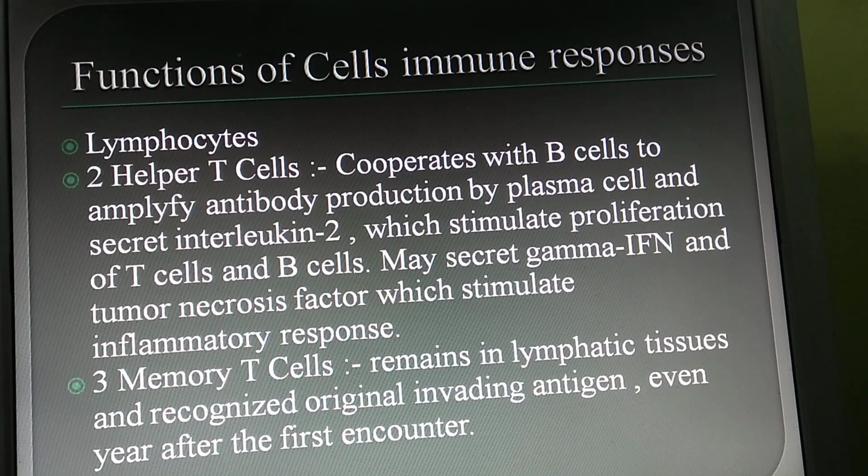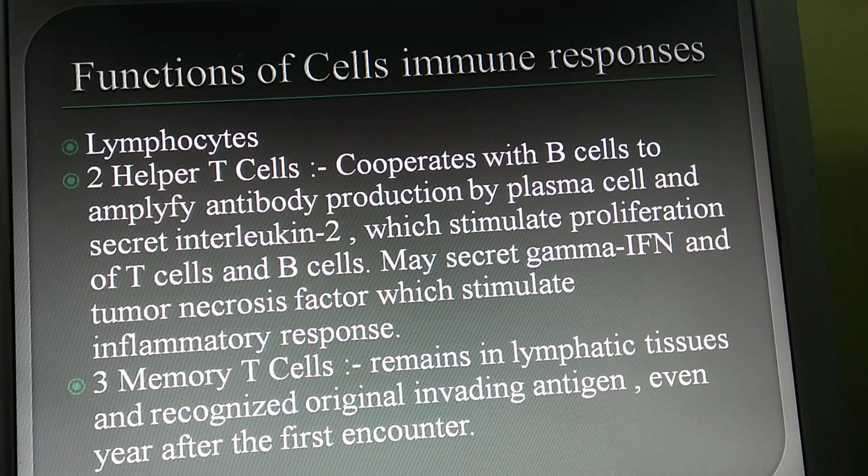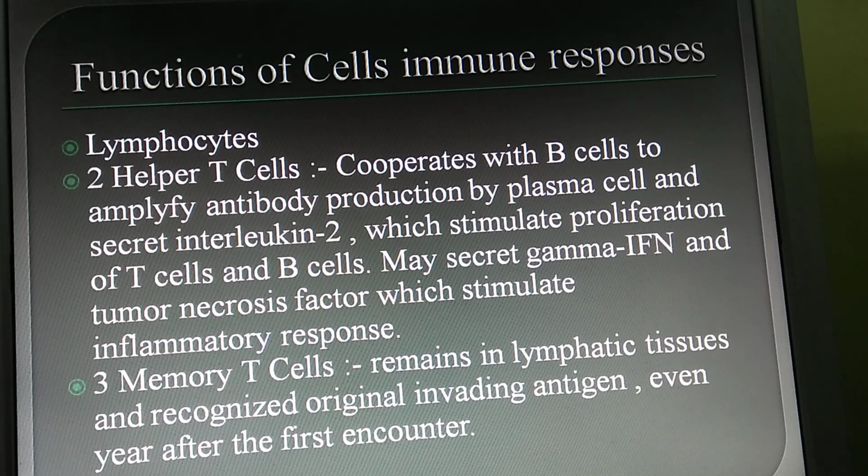Then helper T cells cooperate with B cells to amplify antibody production by plasma cells and secrete interleukin 2, which stimulates proliferation of T cells and B cells. They may secrete gamma interferon and tumor necrosis factor, which stimulate the inflammatory response. Third one is the memory T cell, which remains in the lymphatic tissue and recognizes the original invading antigen even years after the first encounter.